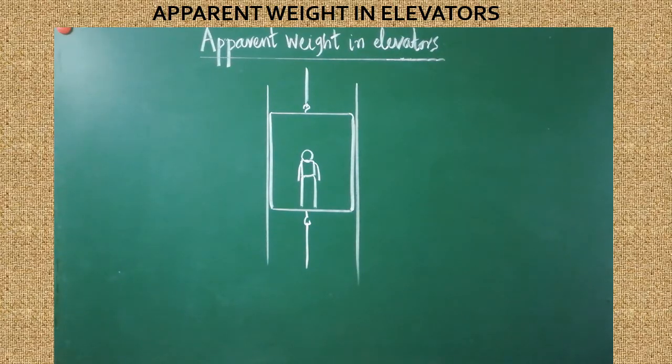Apparent weight of the person in different cases. You know the meaning of apparent. Apparent is nothing but virtual. The opposite of the real is called apparent. Here we are going to measure the apparent weight of the person. Either it may increase or decrease in different cases. We'll see the cases one by one.